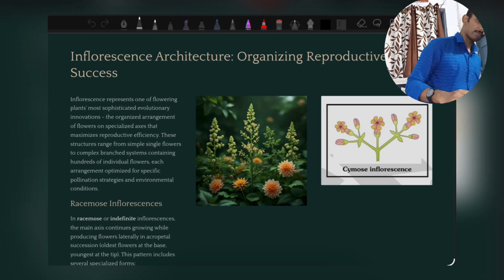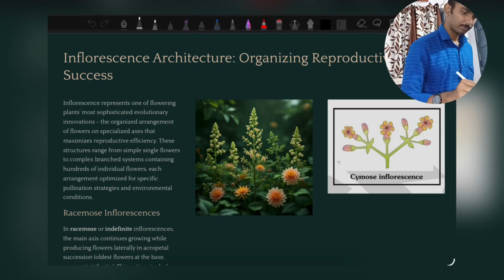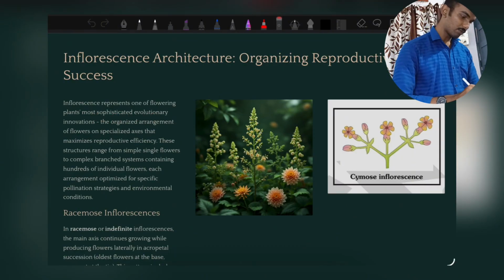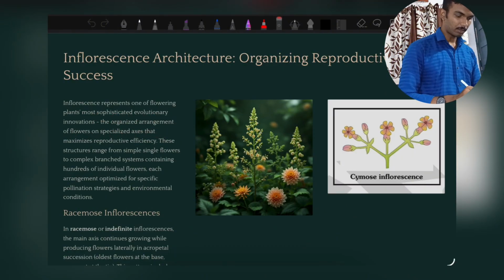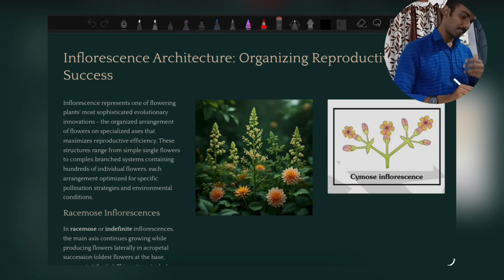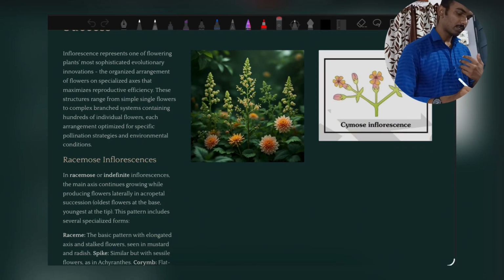Inflorescence architecture, organizing reproductive success. Inflorescence represents one of the flowering plant's most sophisticated evolutionary innovations, the organized arrangement of flowers on specialized axes that maximizes reproductive efficiency. These structures range from a simple single flower to complex branched stems containing hundreds of individual flowers, each arrangement optimized for specific pollination strategies and environmental conditions.